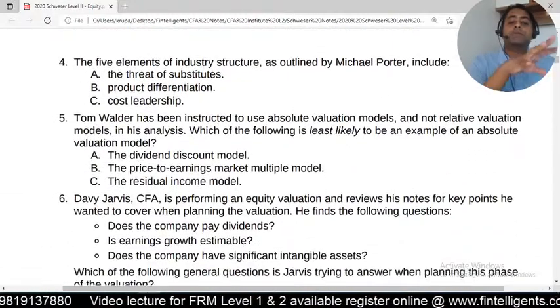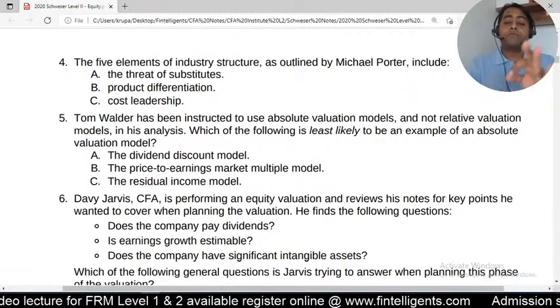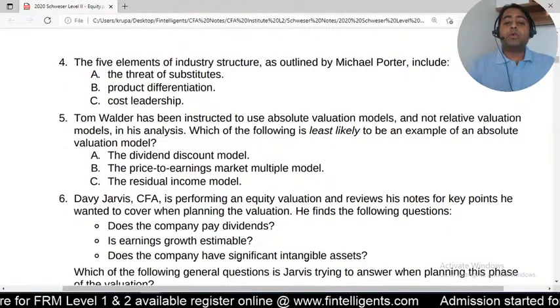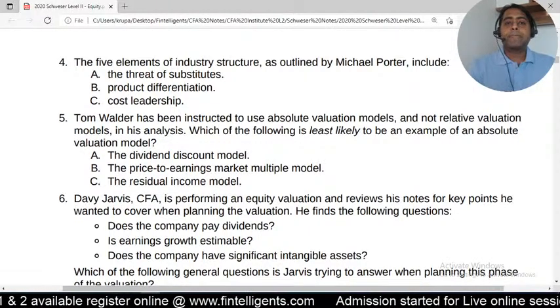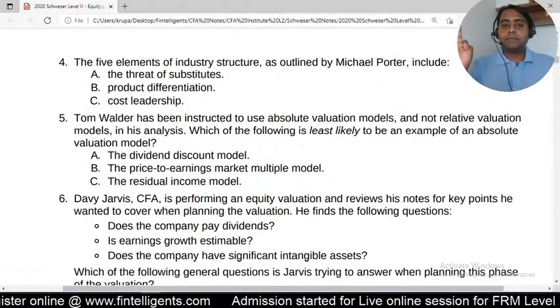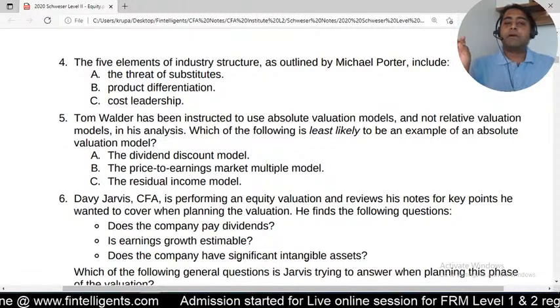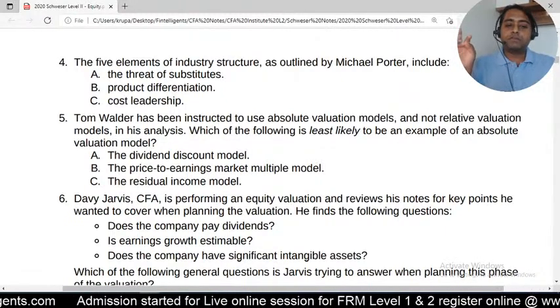Let us go to the fourth question. The 5 elements of industry structure, which is Porter's 5 force model. Which of the following elements was there in that 5 force model? Entry barrier, bargaining power of supplier, bargaining power of customer, right? Threat of substitute. There was one more.